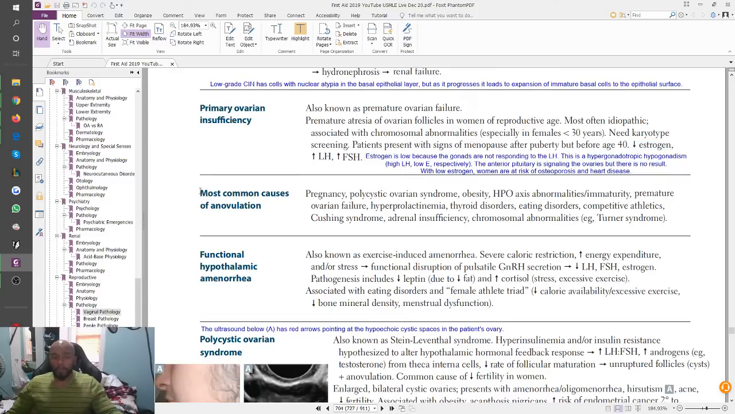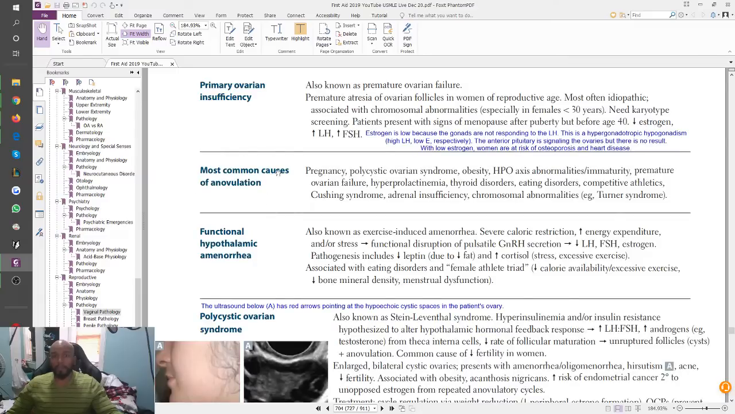So what are the most common causes of anovulation? Now again, this is always related to the demographics of the patient. Age, pregnancy, sexual history, surgical history, stuff like that. Pregnancy, PCOS, obesity, HPO axis abnormalities, premature ovarian failure, hyperprolactinemia, possibly because of a pituitary adenoma, thyroid disorders, right? So we always check thyroid for pretty much every system because the thyroid hormone affects every system. Eating disorders, like we saw earlier when we started today's video, right? Anorexia nervosa, pretty much inhibiting everything. Competitive athletics, which pretty much was the second important part of that same question.